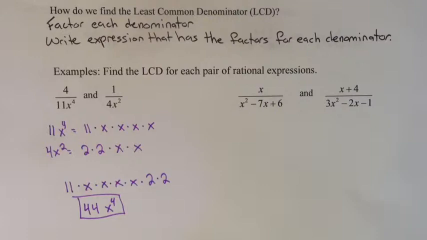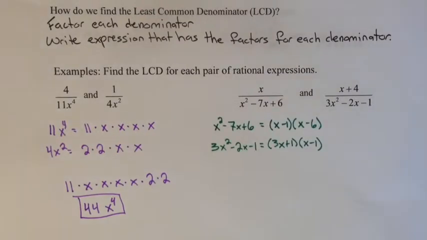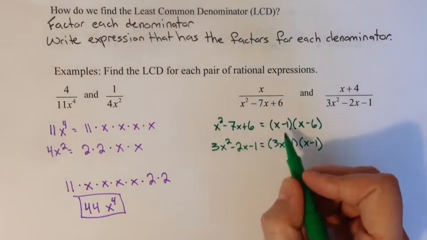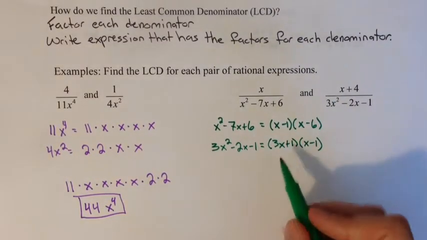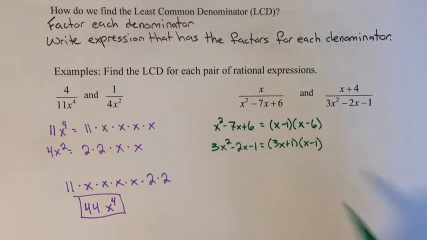So I'm going to sort of fast forward through that part so that we can get to the new material in this section. However, if you find that it's going too fast, remember, you can pause the video and you can always ask questions when you come to class. So now, using the magic of television, we'll fast forward to where we factored these two denominators. My first denominator factored as x minus 1, x minus 6, and my second denominator factored as 3x plus 1, x minus 1.